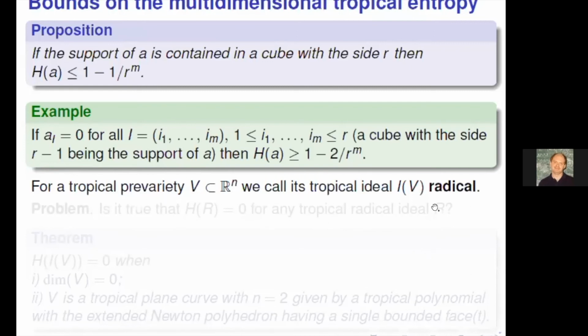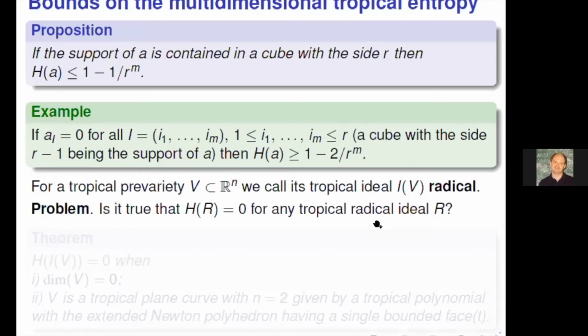And let's consider its radical: all the tropical polynomials vanishing on it. We call it the radical, similar to the radical in algebraic geometry. So all the polynomials tropically vanishing on it. And the following problem: if we now consider a tropical radical ideal, then my conjecture is that the entropy vanishes.